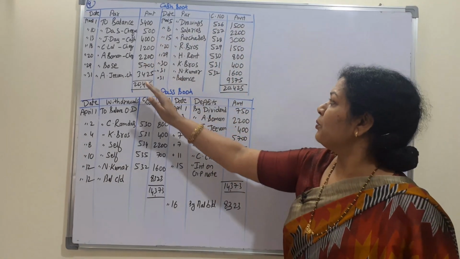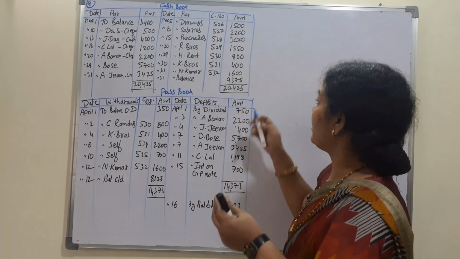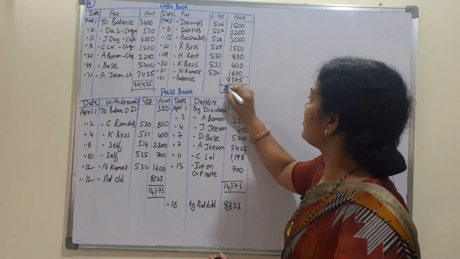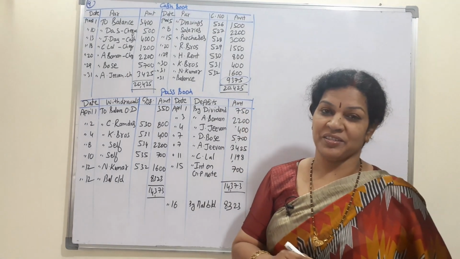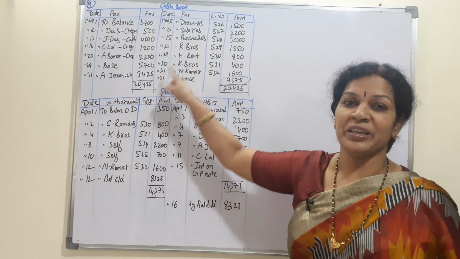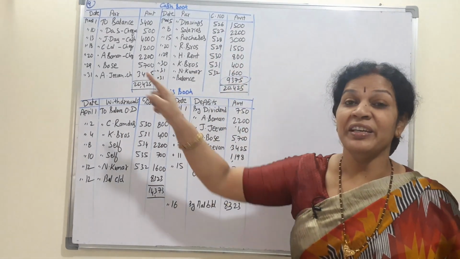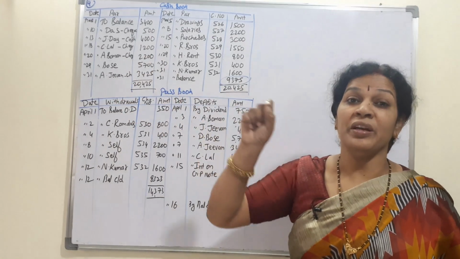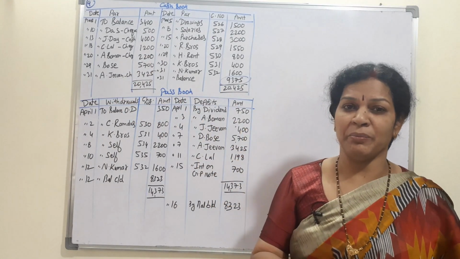From the cash book we'll start with the balance. The balance is 9,375. With this balance we'll start the problem. What is this balance? Debit balance. Debit side items are more, credit side are less. So the balance is 9,375, which represents the debit side. Cash book debit balance means favorable balance.